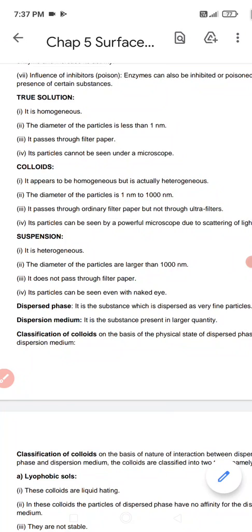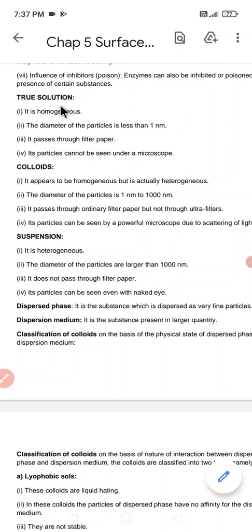Good morning, children. We are now in the third part of the chapter, that is the chapter of surface chemistry, and today's topic we are going to discuss is true solution.